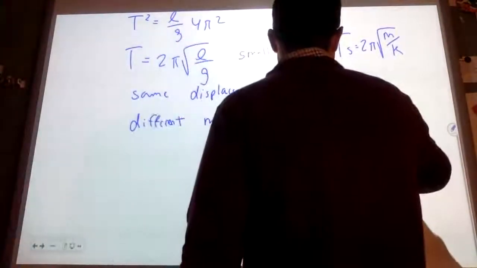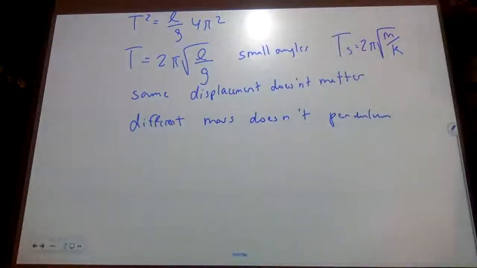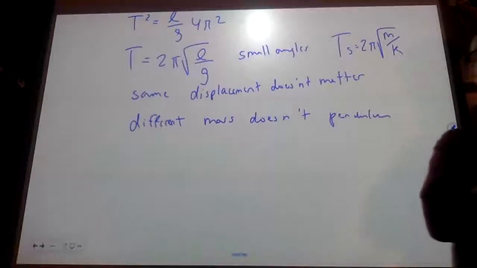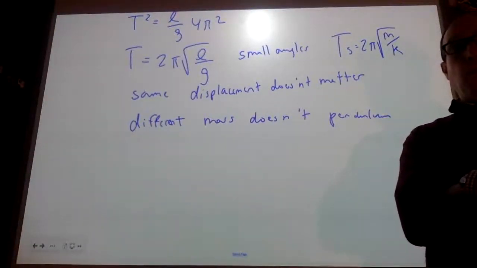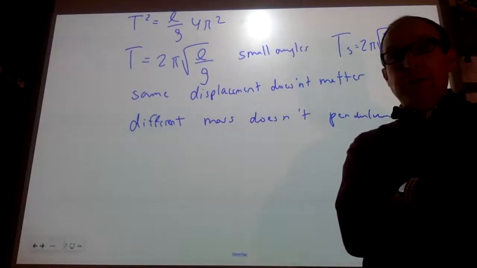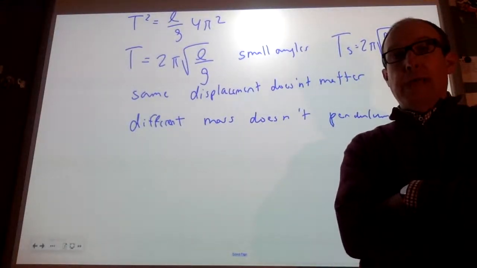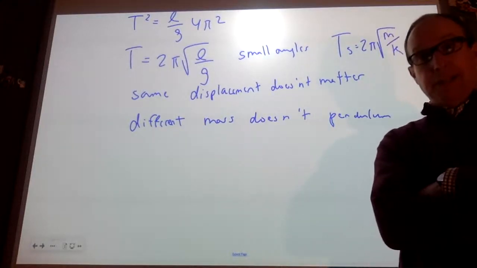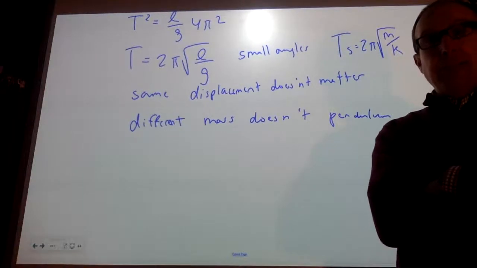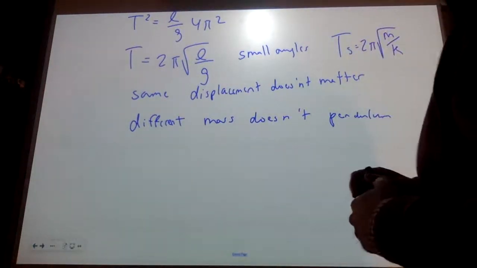Mass doesn't affect pendulums. So our mass canceled out. So that's going to mean that whether you have an elephant on the end of a string or a 1 kilogram mass, if they have the same length from the fixed point down to the center mass of the bob, they're going to have the same period. How else are they different?